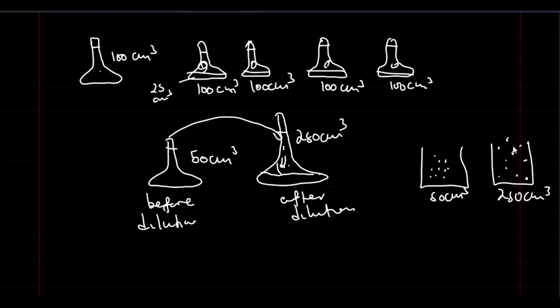Diluted means that now the molecules of the desired acid or base will be far from each other. This is the meaning of diluted, guys, and this is the meaning of concentrated. So notice that the number of moles remains the same. The number of moles n before equals the number of moles after dilution.